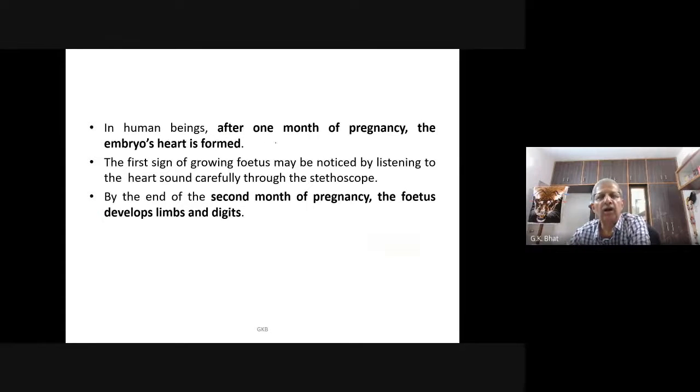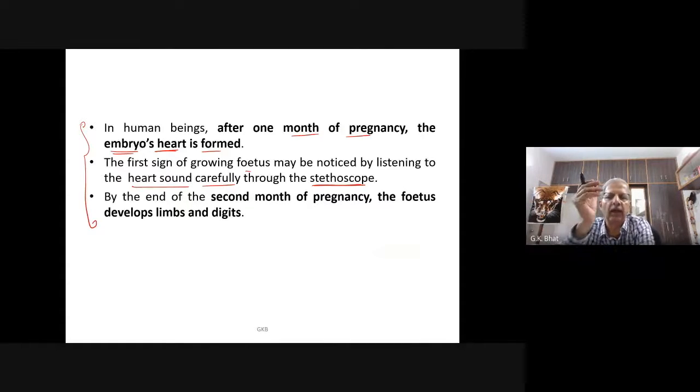In human beings, after 1 month of pregnancy, all these are very important. After 1 month of pregnancy, the embryo's heart is formed. The first sign of a growing fetus may be noticed by listening to the heart sound carefully through the stethoscope.